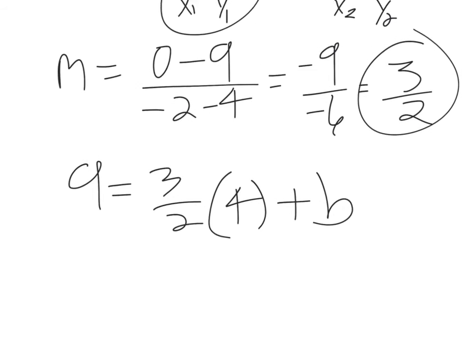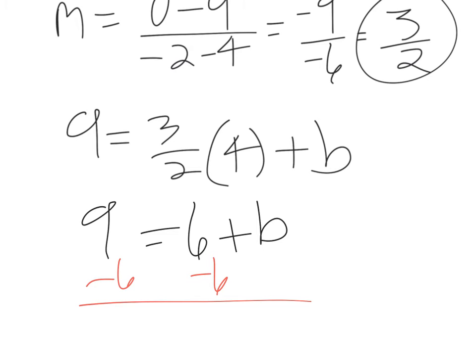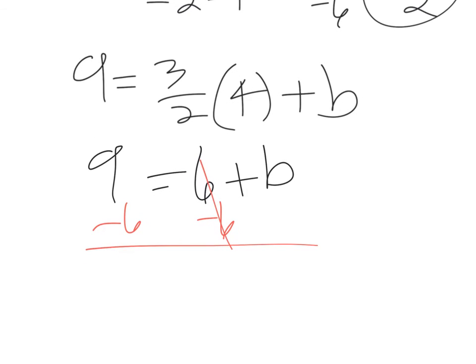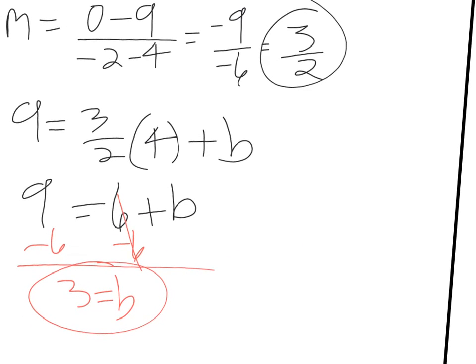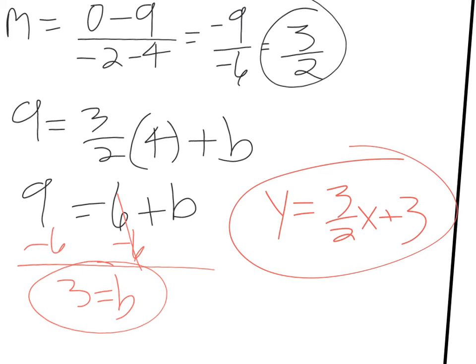Okay, so what's 3 over 2 times 4? That'll make 12 divided by 2, that'll make 6. So 6 plus b equals 9. Again, you can do that in your head, but hey, these are my notes, so I'll show work. I'll minus 6 the other side, and I'll get 9 minus 6 is 3, 3 equals b. So b equals 3 and m equals 3 over 2, then your equation is y equals 3 over 2x plus 3.